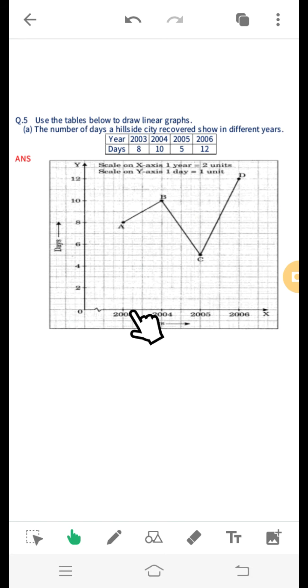Now check 2003, that is the 8. 2004, that is the 10. 2005, that is the 5. 2006, that is the 12.